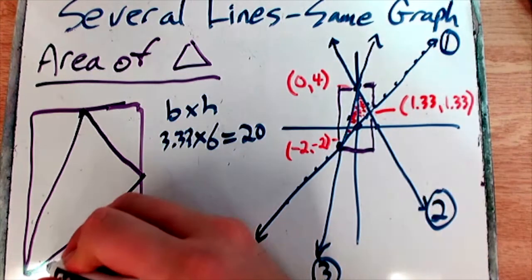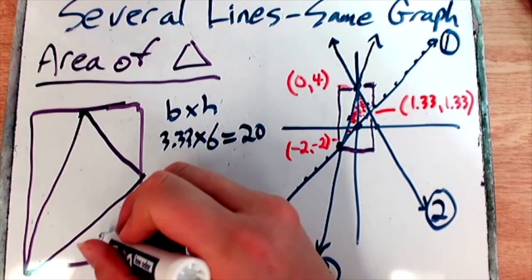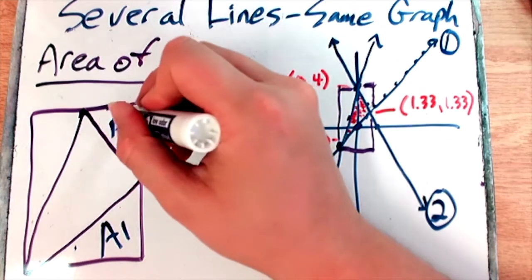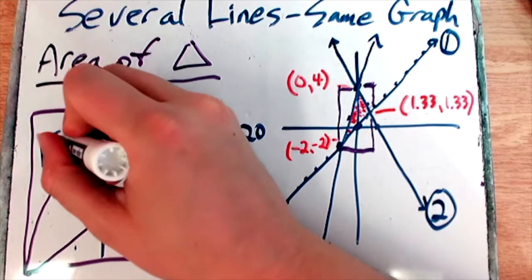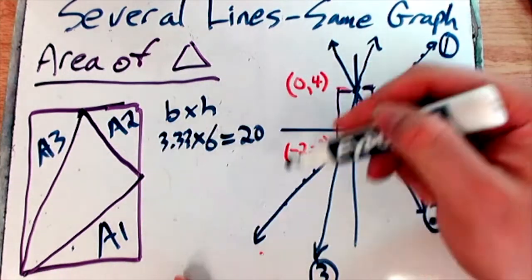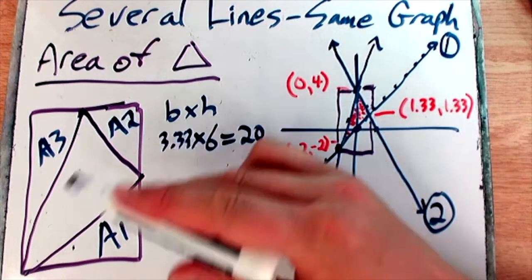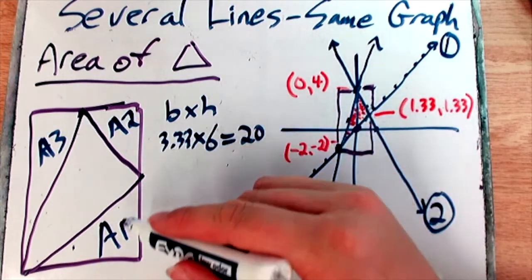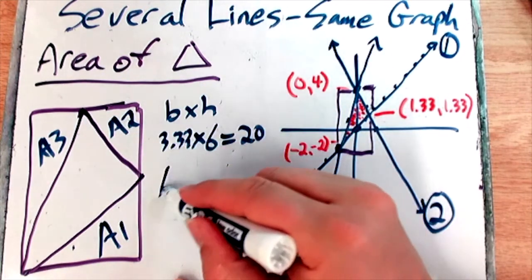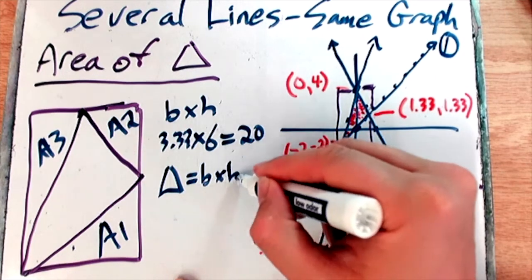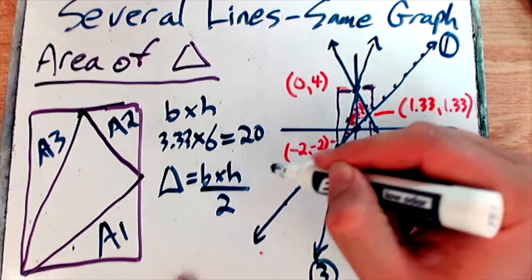Now we need to subtract this area. So let's call this A1. We need to subtract A2, and we need to subtract A3. So this is the bonus question. Obviously, this is tricky. So let's say if the whole area was 20, then we actually need to subtract each one of those. And to get the area of a triangle, you're going base times height divided by 2.